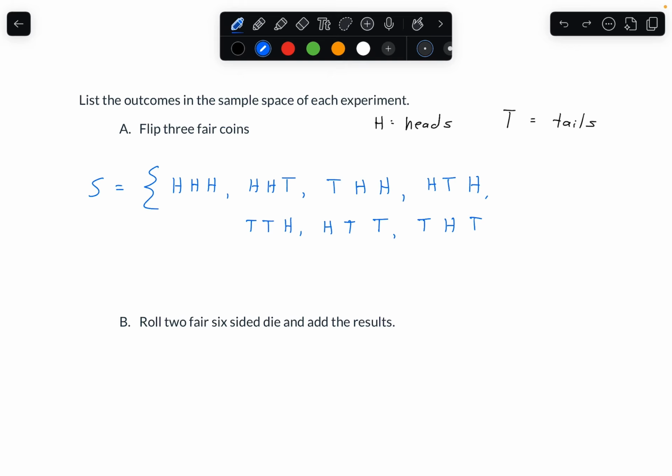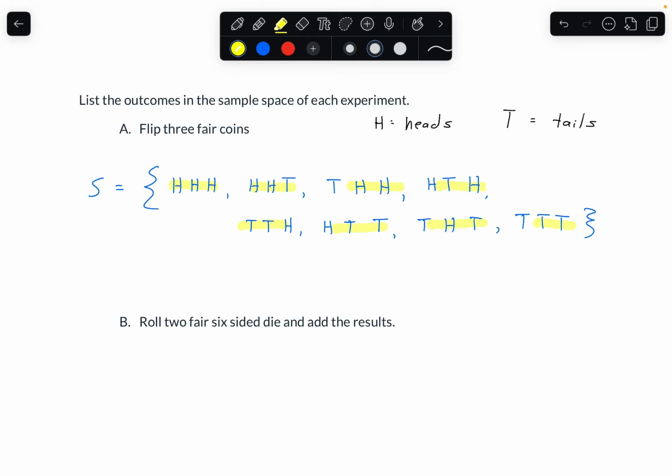So we've done 3 heads, we've done 2 heads, we've done 1 heads. The only other outcome that we haven't talked about is if we have 0 heads, or no heads. And the only way that can occur is if I have tails, tails, tails. And that should be all of our different outcomes here. So in total, if I count these up, I have 1, 2, 3, 4, 5, 6, 7, 8 different outcomes to this experiment.